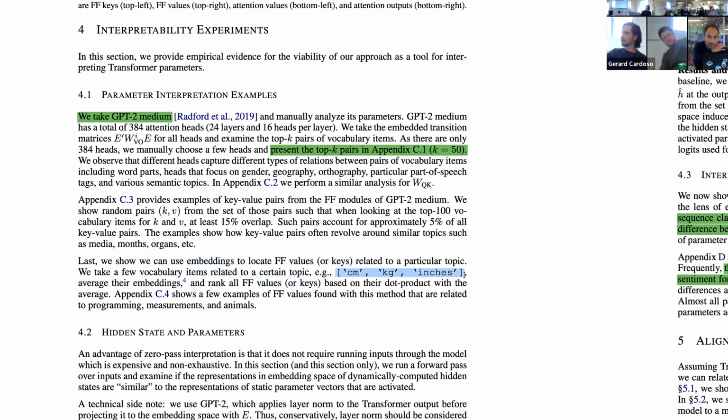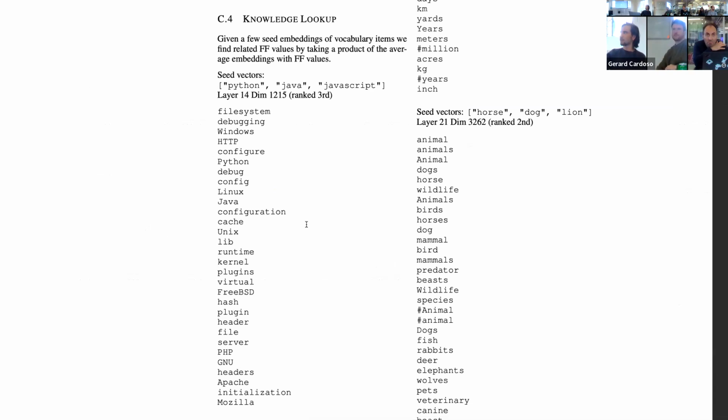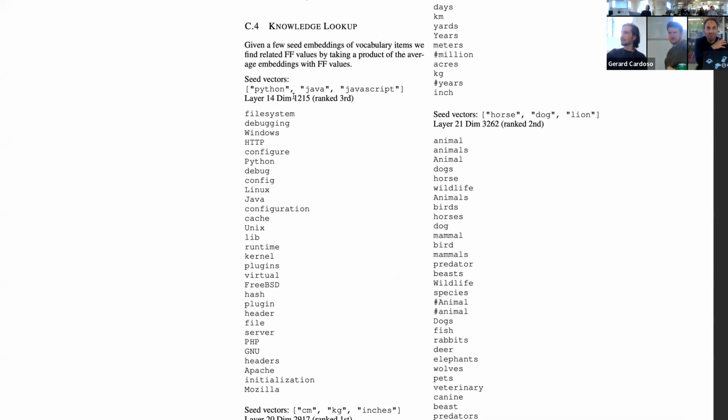Let's say measurements, and then average their embeddings, and then they look at all of the feed forwards for different layers and find where in the model we are learning these things, the ones that are most similar to this. They do it with a couple of different topics. For example, they feed the average embedding for Python, Java, JavaScript, and they find this layer, layer 14, the feed forward, where it gets activated quite high, and they find all these different methods with it.